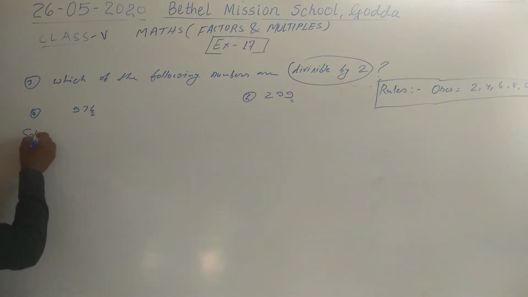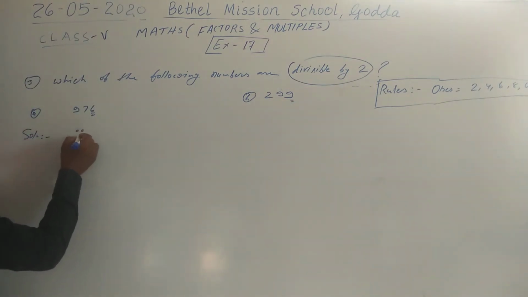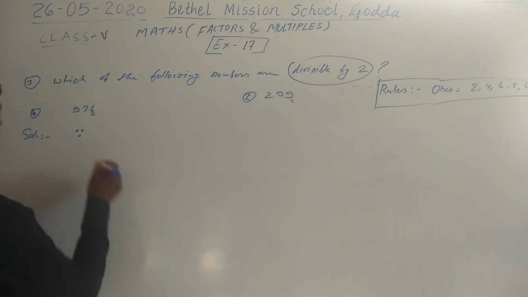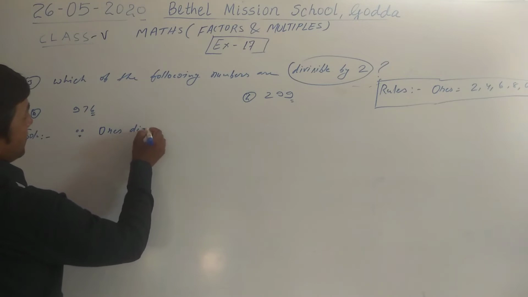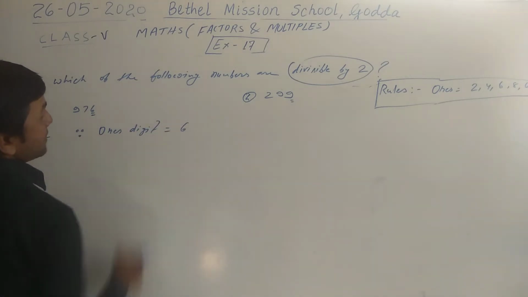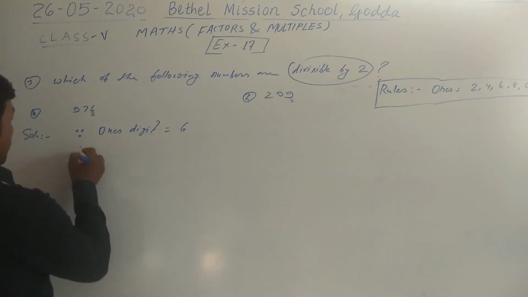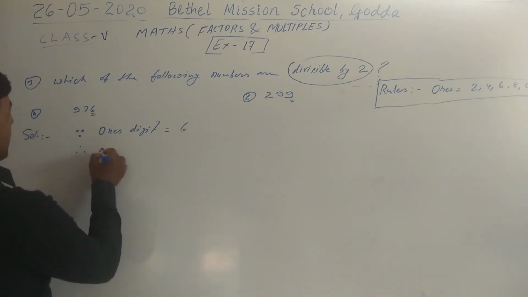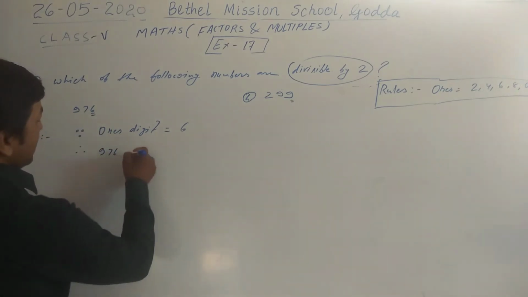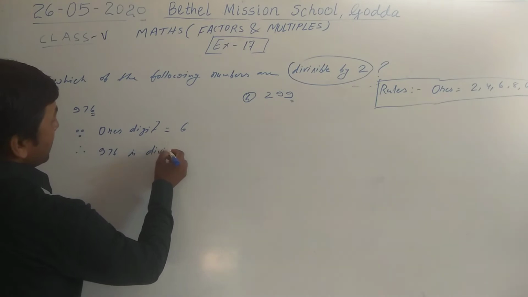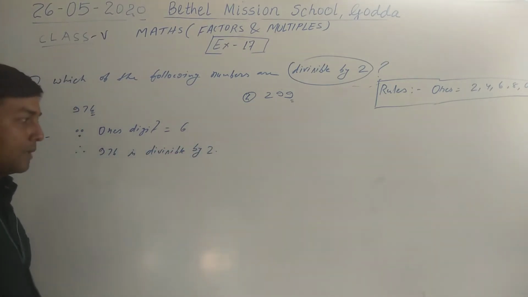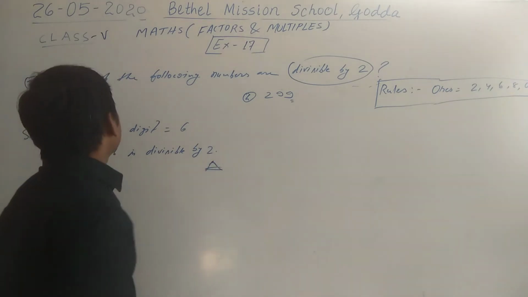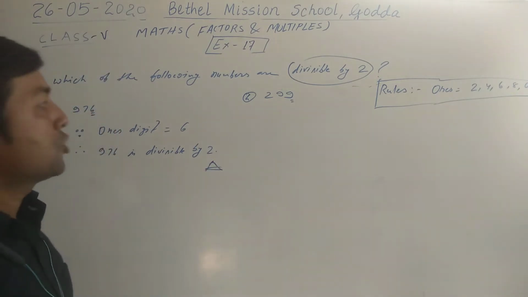Right, solution: since the ones digit is equal to 6, therefore 976 is divisible by 2. This much you have to write. This is the answer. It means this is divisible by 2.